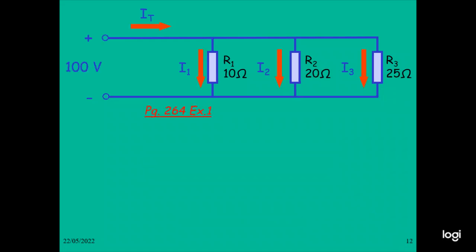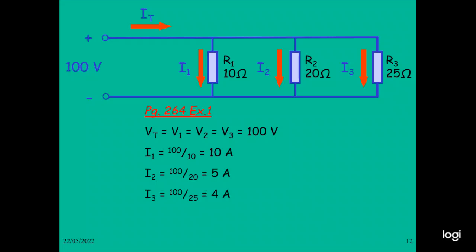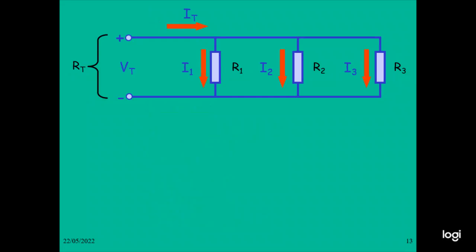And also the total current ID. The current I1 flows through R1, I2 flows through R2, I3 flows through R3. R1 is 10 ohm, R2 is 20 ohm, and R3 is 25 ohm. Supply voltage is 100 volt. Therefore VD equal to V1 equal to V2 equal to V3, which is equal to 100 volt. So I1 equal to 100 divided by 10, you get 10 amperes. I2 equal to 100 volt divided by 20, 5 amperes. I3 equal to 100 volt divided by 25, 4 amperes. ID equal to I1 plus I2 plus I3, you get 19 amperes.